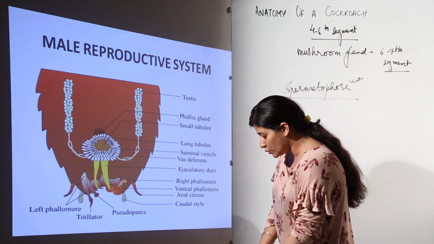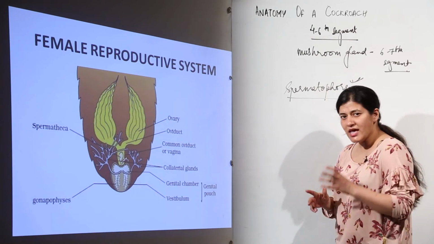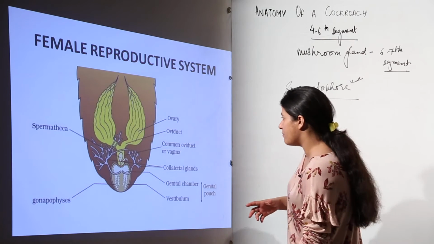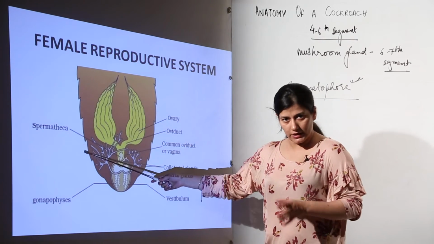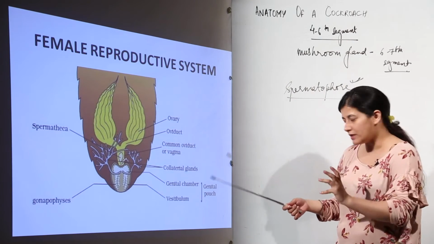Now coming to the female reproductive system, what we have over here is that the spermatophore which contains the sperms has to come to spermatheca. Now what are spermatheca? Spermatheca are two, they are present in the paired form.